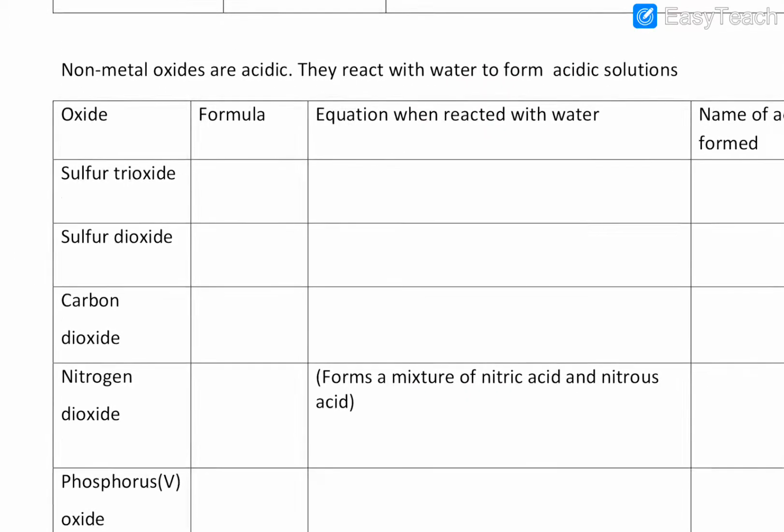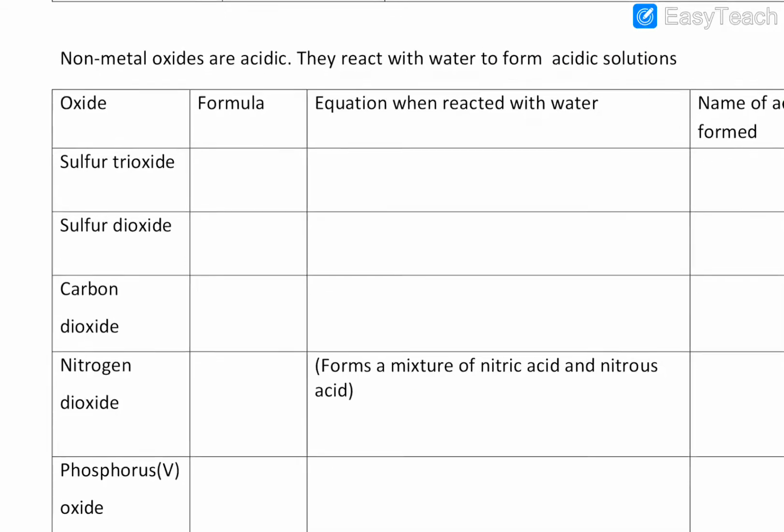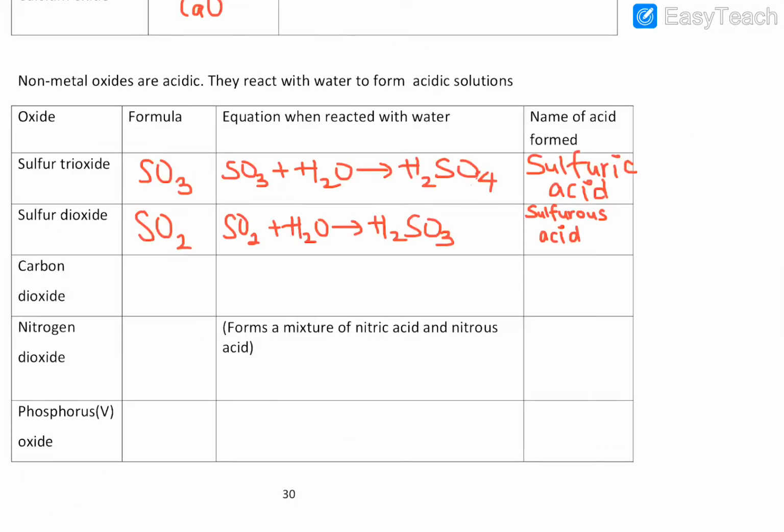Non-metal oxides are acidic oxides and they react with water to form acidic solutions. So I'll do one example for you. So these are two examples done. Sulfur trioxide, SO3, and sulfur dioxide, SO2, react with water to form the corresponding acid. So SO3 will form sulfuric acid, SO2 will form sulfurous acid.